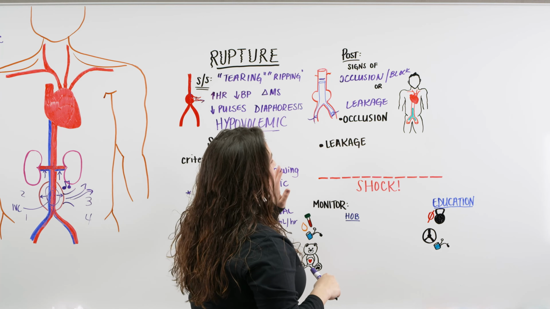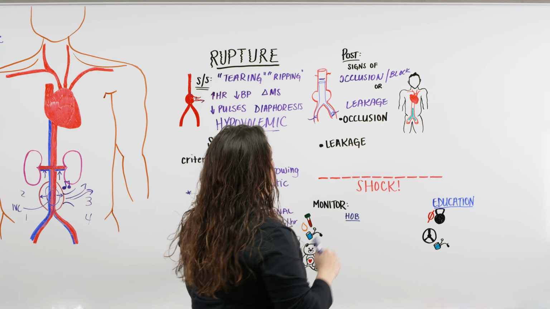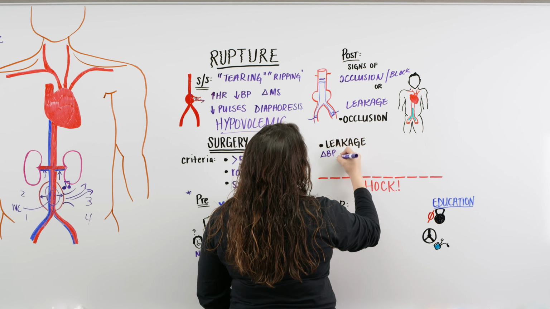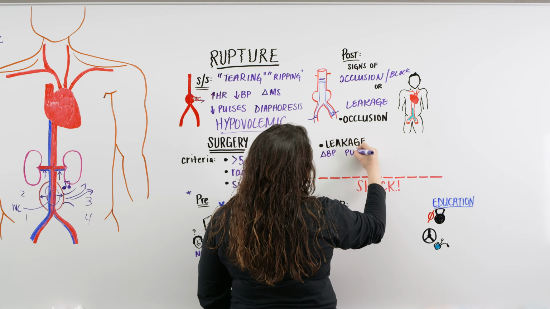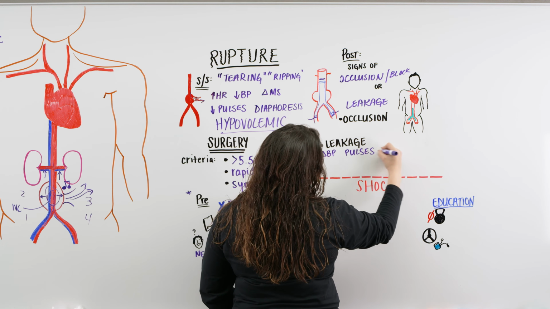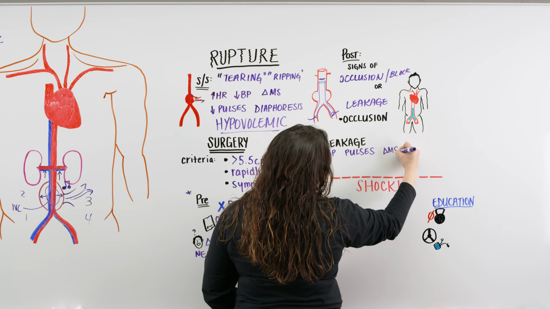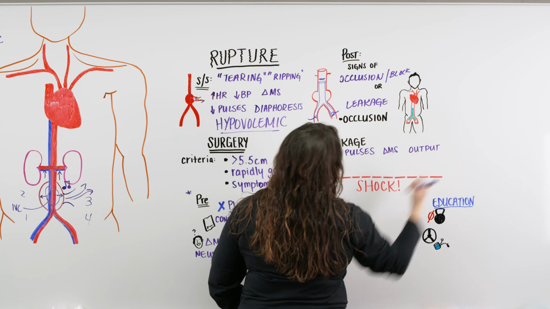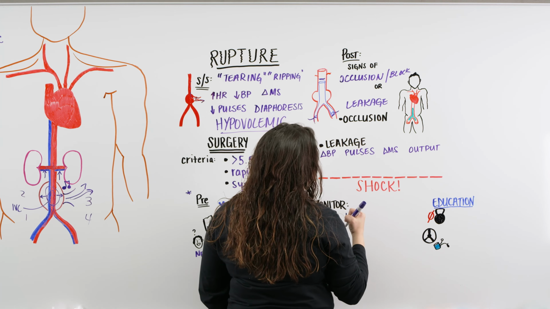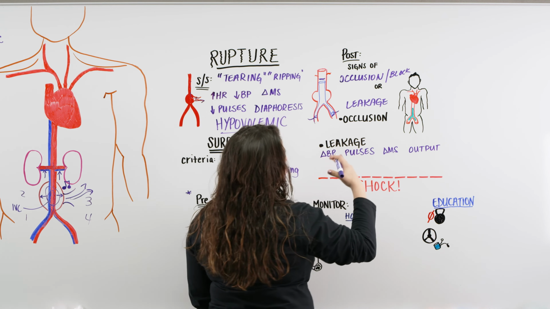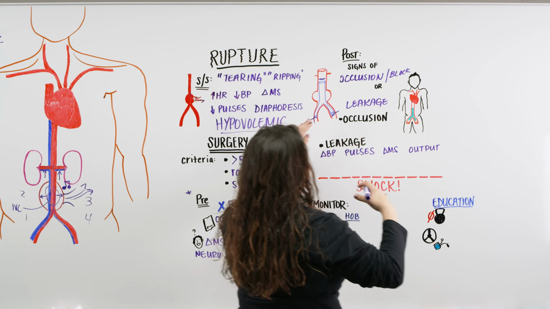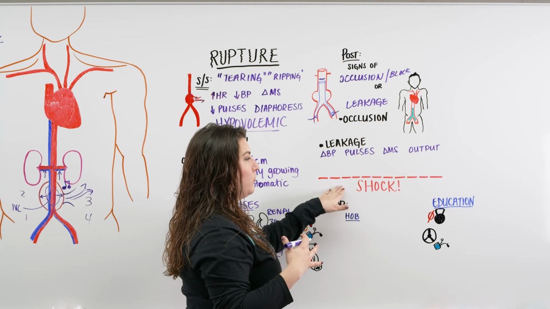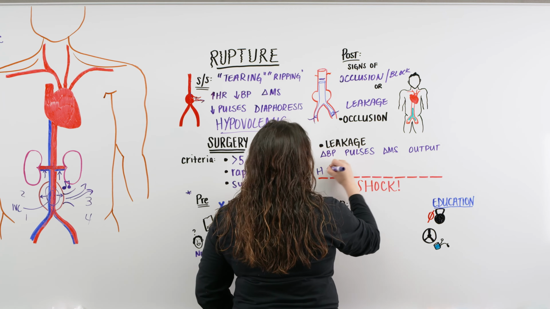So what are some signs of occlusion? What are some signs of leakage? We're going to be looking for any changes in blood pressure. We're going to be looking for any changes in pulses. We're going to be looking for changes in mental status, in our output. What else? What are we looking for? Why are we teaching the patient, let's look for leakage, let's look for blockage? We're basically trying to make sure that they aren't going to go into what type of shock? Hypovolemic.